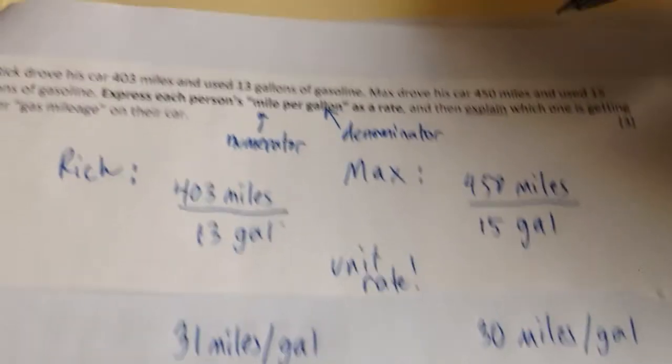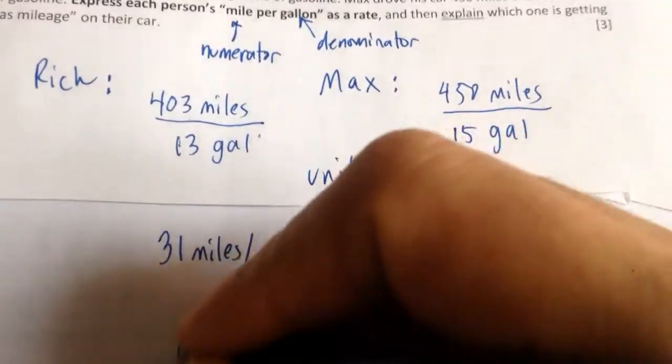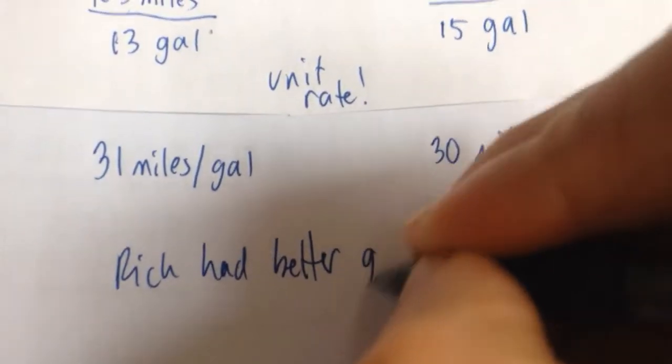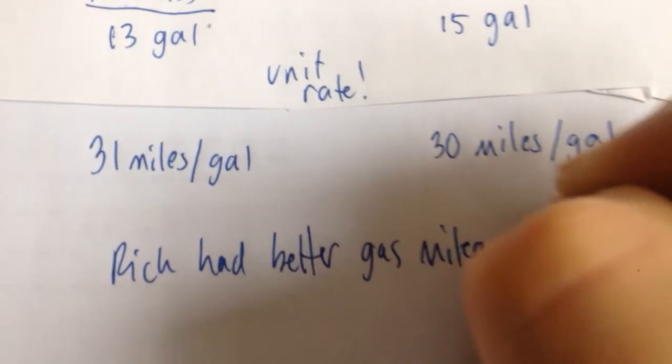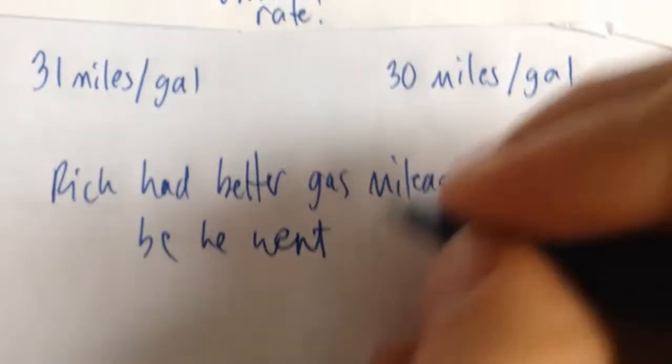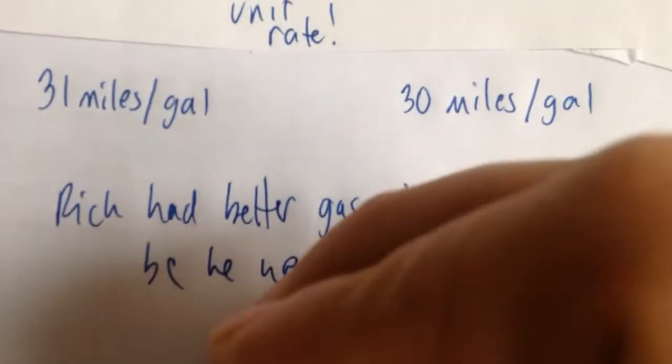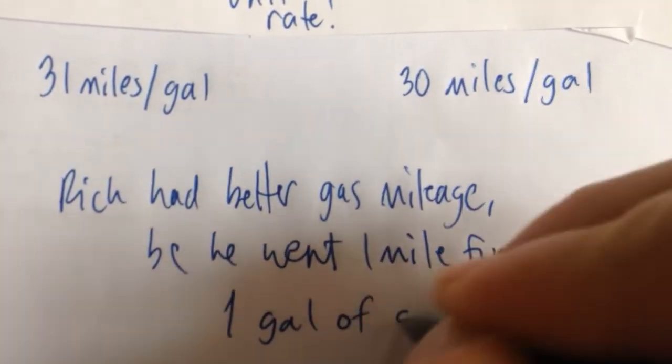Who had the better gas mileage? Rick had better gas mileage because he went 1 mile further on 1 gallon of gas.